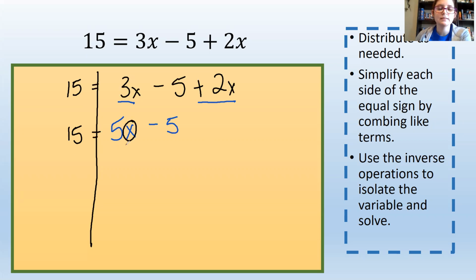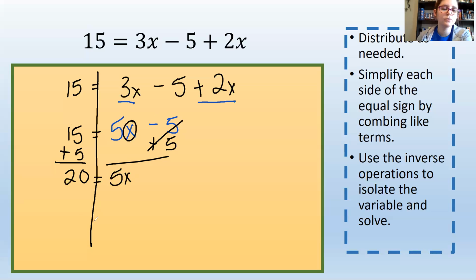So I'm isolating my variable, that's the goal. I'm going to undo subtraction with addition. 15 plus 5 is 20. A negative and a positive of the same number cancel, so we're left with 5x. So 20 equals 5x. The 5's being multiplied, so we're going to undo it with division. Multiplying and dividing by the same number cancel, so x equals 20 divided by 5, which is 4.